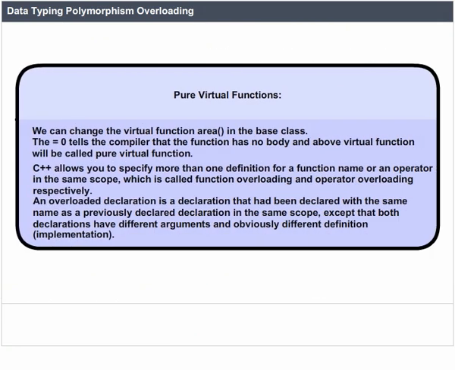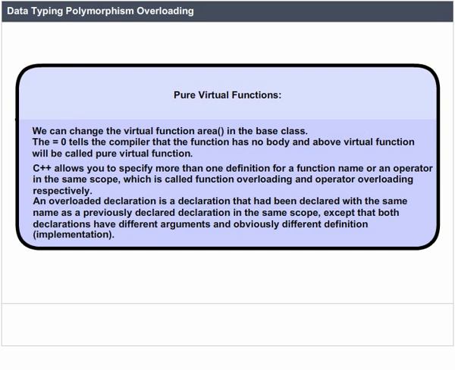Pure virtual functions. We can change the virtual function area() in the base class. The = 0 tells the compiler that the function has no body, and the above virtual function will be called a pure virtual function. C++ allows you to specify more than one definition for a function name or an operator in the same scope, which is called function overloading and operator overloading respectively.